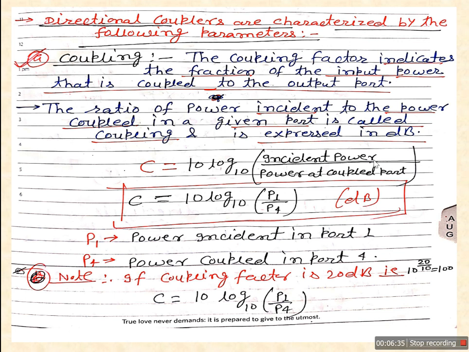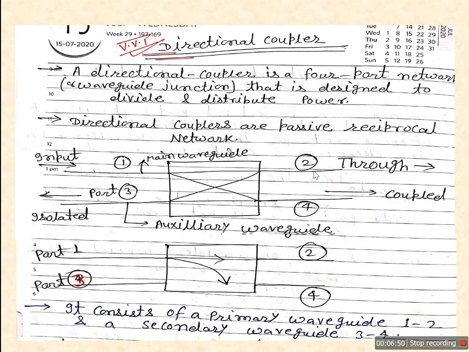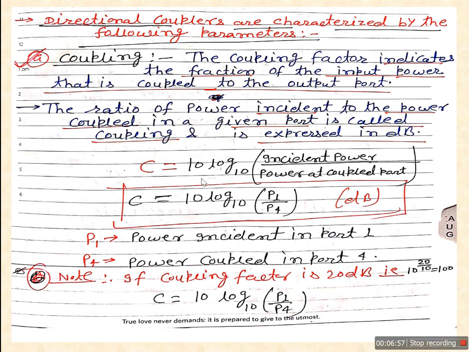The ratio of power incident to the power coupled in the given port is called the coupling. Coupling is equal to 10 log 10 incident power upon power at coupled port. Always remember the formula like this. Do not remember the formula as P1 upon P4, because I just take the direction as 1, 2, 3, 4 here. If someone changes the numbering, then you will face the problem. So C is equal to 10 log 10 incident power upon power at coupled port, meaning power at incident port upon power at coupled port. Here the incident power is P1 and coupled power is P4.